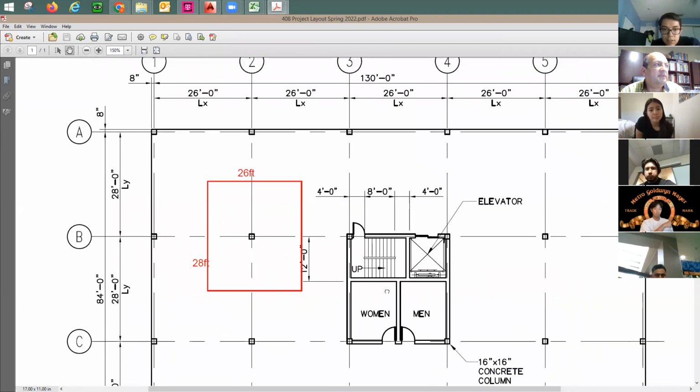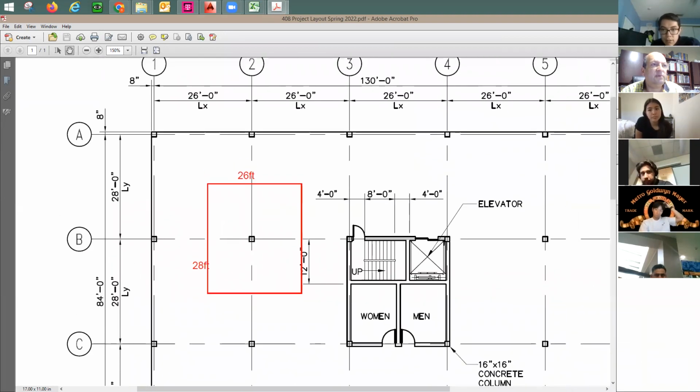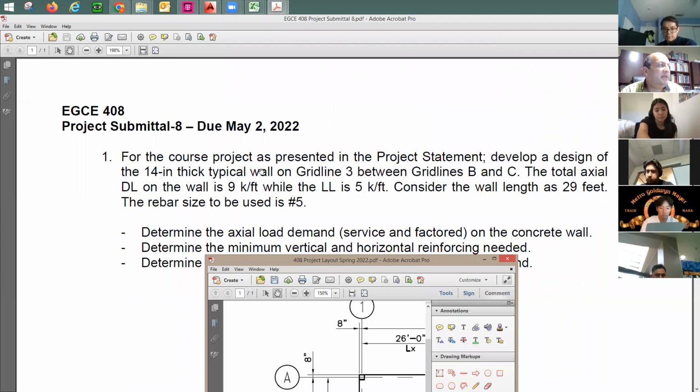Which wall is this? We can say this is going to be your wall that you need to work on. Right? Then it says here total axial load on the wall is 9 kips per linear foot. Now, do you need to do tributary width? No. I give you the load already, 9 kips per foot.